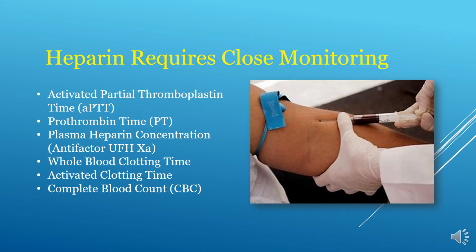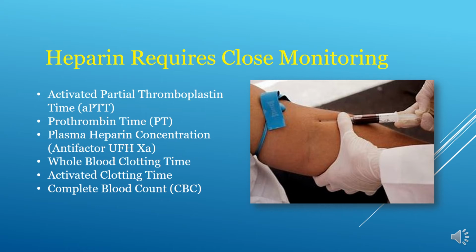Heparin requires close monitoring because of its narrow therapeutic index, increased risk for bleeding, and potential for heparin-induced thrombocytopenia. Monitoring includes thorough head-to-toe patient assessments for potential side effects and laboratory monitoring. Laboratory monitoring typically includes measurements of coagulation such as activated partial thromboplastin time, prothrombin time, plasma heparin concentration, whole blood clotting time, activated clotting time, plus a complete blood count to monitor platelets and assess for bleeding.